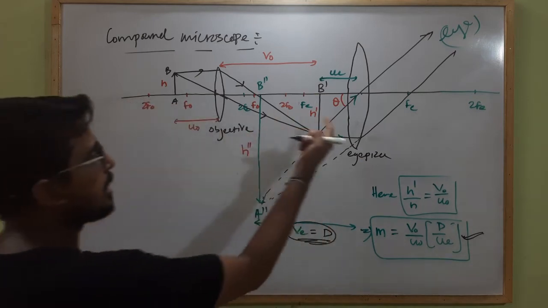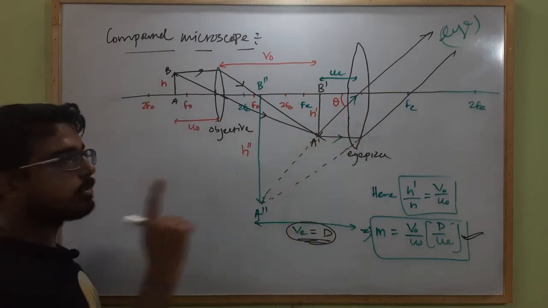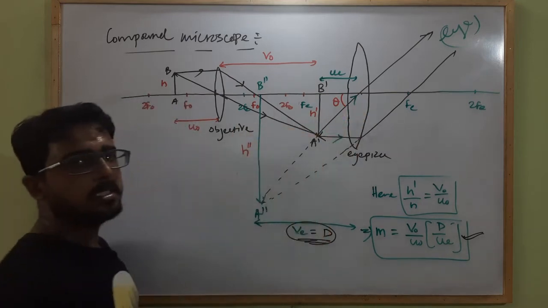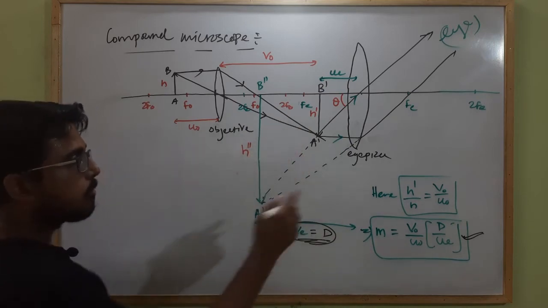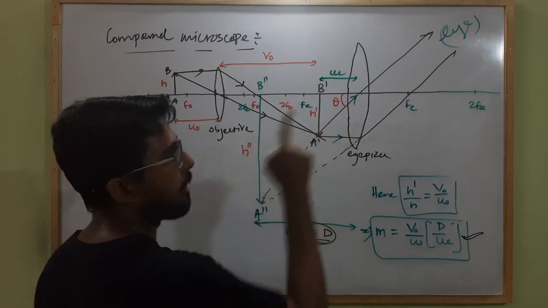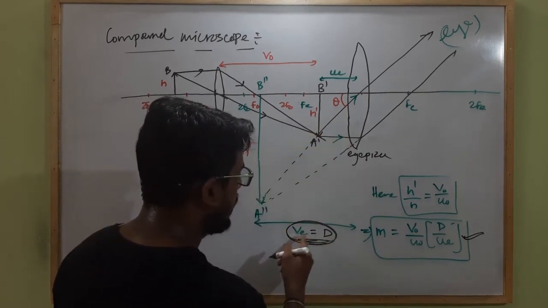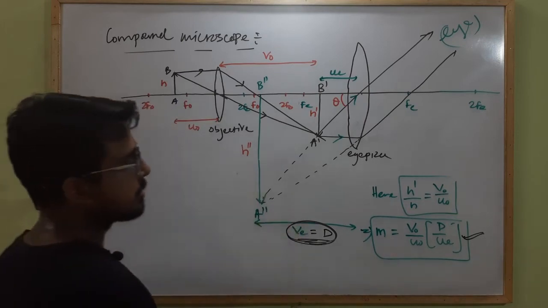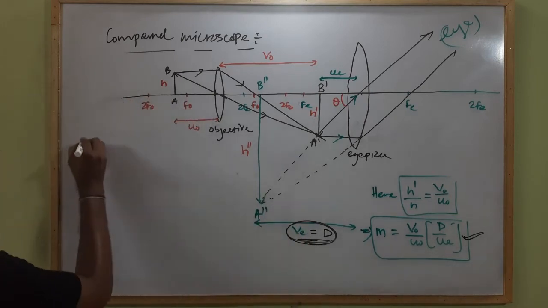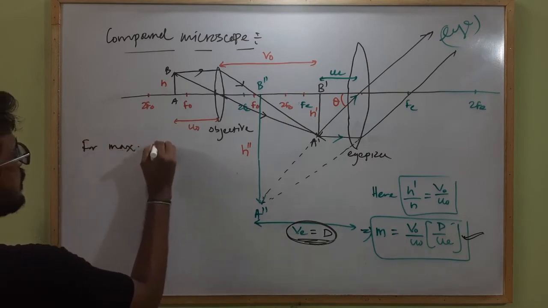That means the final image by the eyepiece will be formed at the least distance of distinct vision. Then we will get the maximum value of the magnification obtained by this compound microscope. So for maximum magnification obtained by a compound microscope, we have to take what? The image distance of the eyepiece is equal to how much? The least distance of distinct vision.